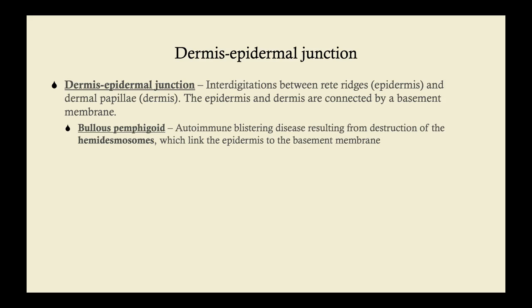Now, very important, remember those hemidesmosomes that attach the stratum basale to the basement membrane. You can get an autoimmune disorder that targets those hemidesmosomes. And so what you can imagine happens from that is you get destruction, and now you have a layer of potential space where that destruction happens. What are you going to get from that? You're going to get a blister. And this is what's known as bullous pemphigoid. And you've got detachment of the epidermis from the basement membrane.